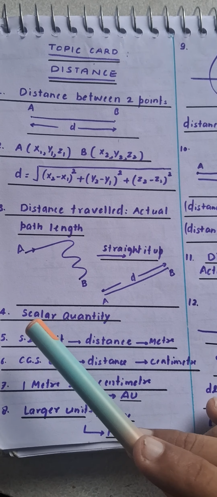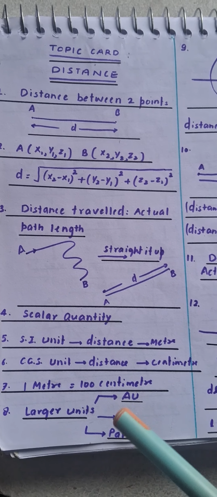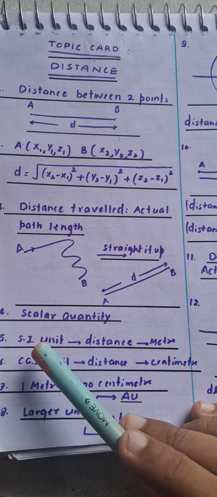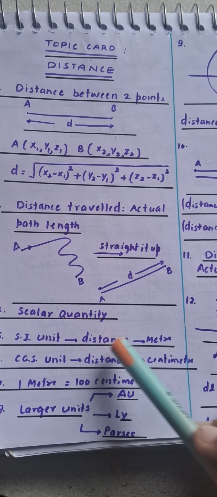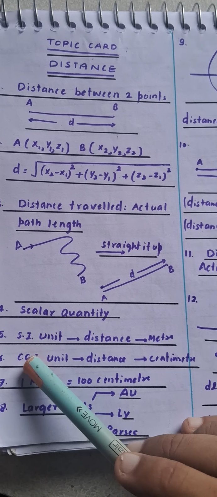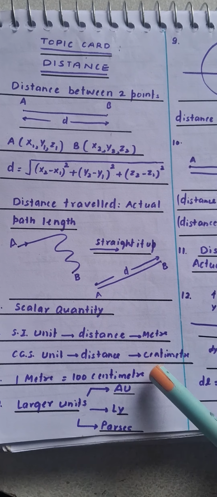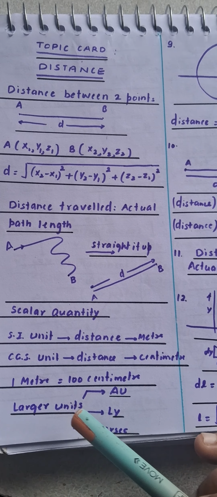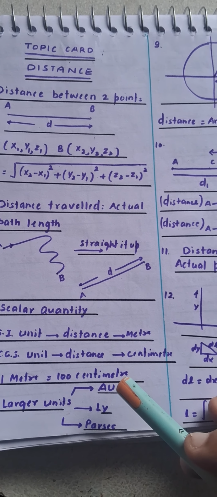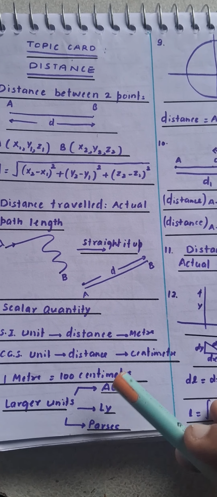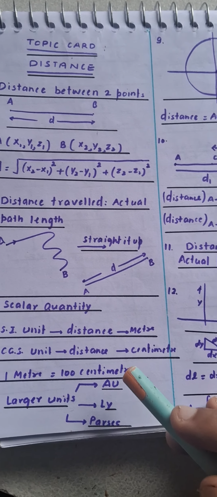Then fourth point is distance is a scalar quantity. Fifth point is its SI unit: the SI unit of distance is meter. Then CGS unit of distance is centimeter. Then 1 meter is equal to 100 centimeter. Then we have certain larger units like AU, astronomical unit, light year or the parsec.